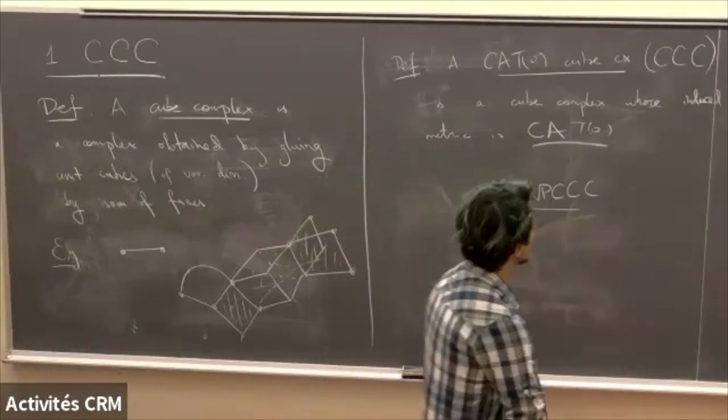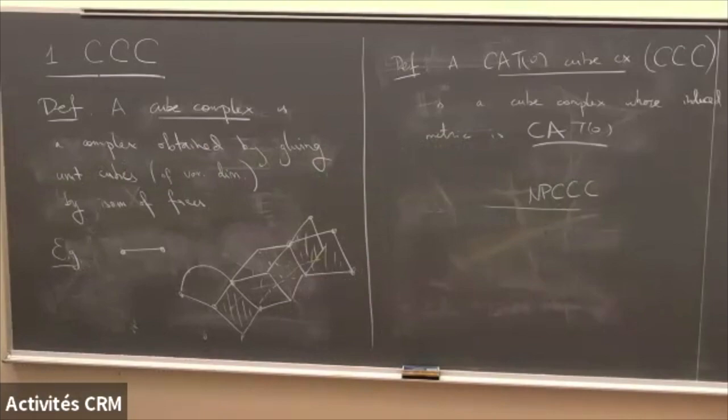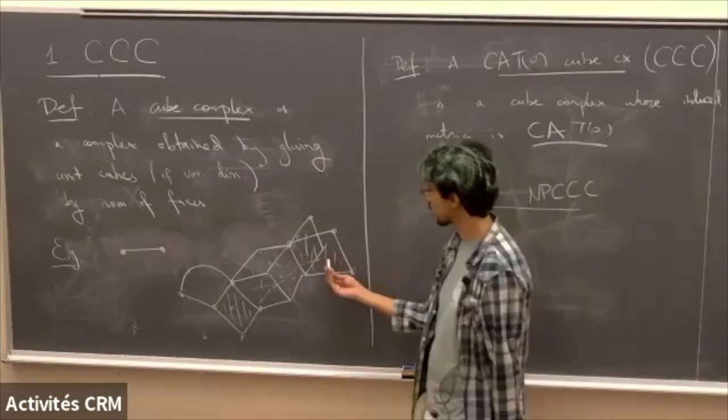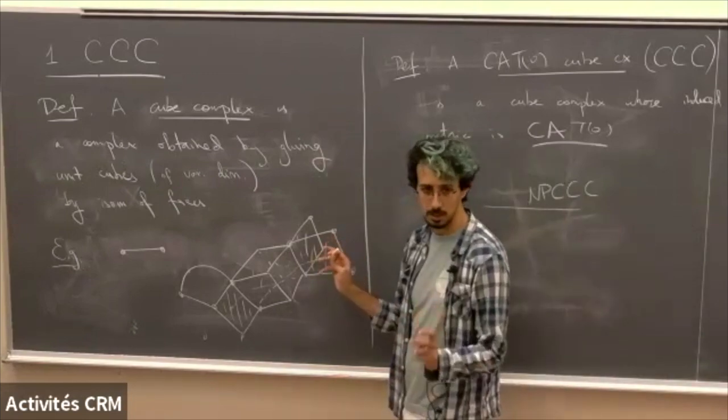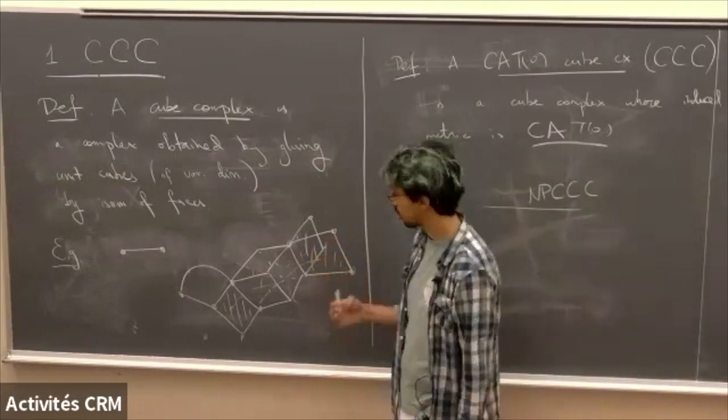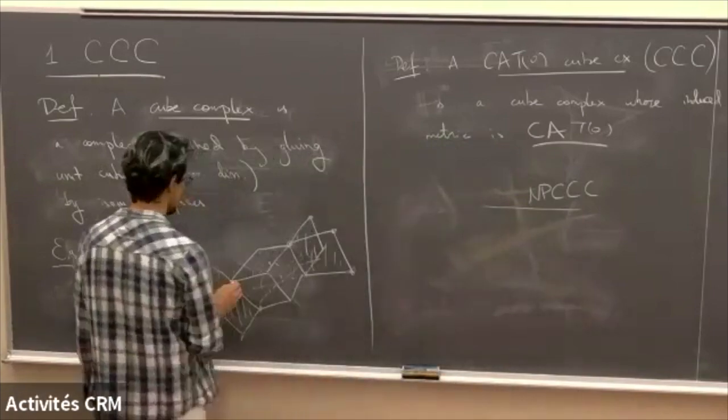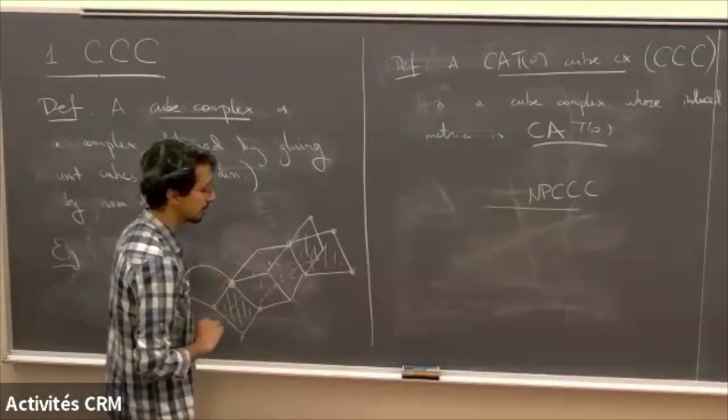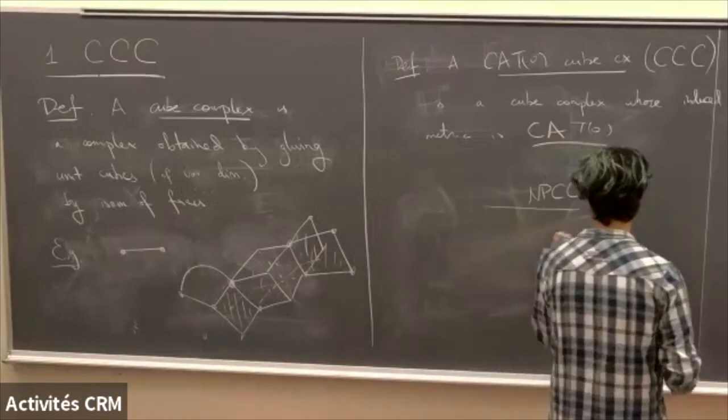Great. I told you already that to check that something is CAT(0), you only need to check something local. And here, since the space is made out of cubes, of course, I don't have to check this local condition inside the cubes. So really where the whole thing happens is at the vertices. So for this, maybe we want to define the link.